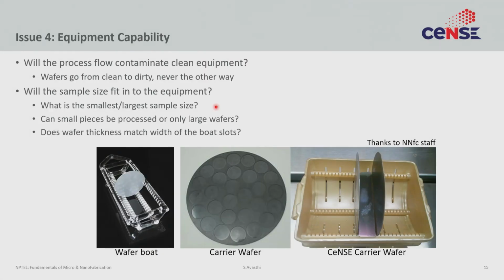The next issue often is equipment capability. A lot of people don't interact with the unit process specialist too much, so you should always ask a lot of questions. What is the size of wafers you can tolerate? What is the smallest? What is the largest? Can you take in small pieces? Do you only need full wafers? Can you do quarter wafers? Can you do half wafers?